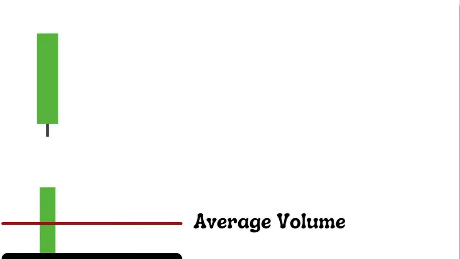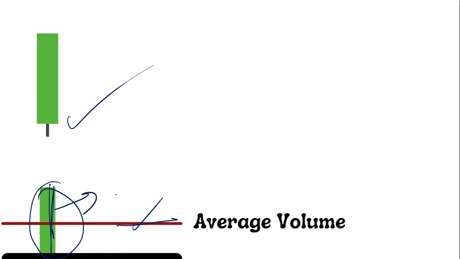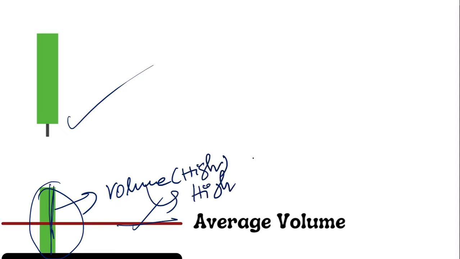You have a widespread green candle with above average volume. This is average volume. This volume is above average. This is a widespread green candle. What does it indicate? High effort. This is high volume. High volume means high effort, isn't it? High volume means high effort and high result.